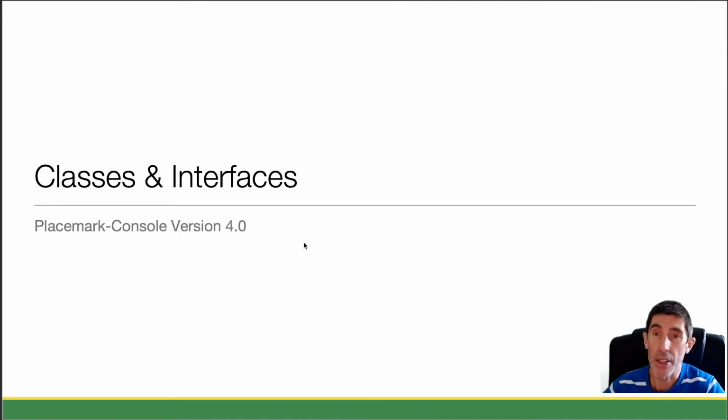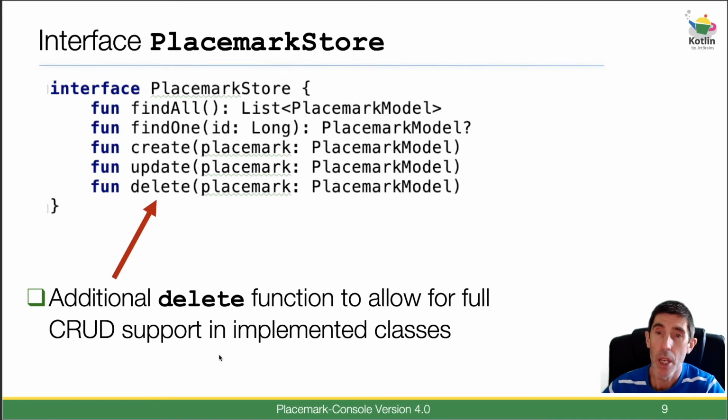In terms of our classes and interfaces in version 4, we have a new function. We've added a new function, delete. Okay, it takes the same parameters as before. So whereas in the previous version we would pass in a PlaceMark object for creating and updating, we're now going to do the same with delete. So try and follow that same approach there, keep the same pattern. So again, this is an additional delete function to allow for full CRUD support in the implemented classes. So when we're finished with this version, we will have, as I said, full CRUD support there. Okay.